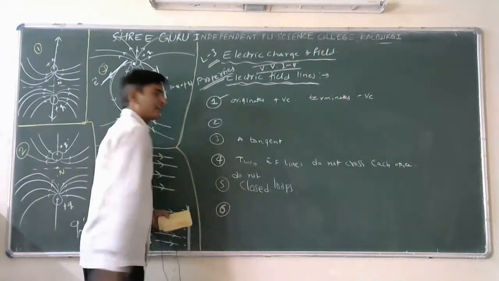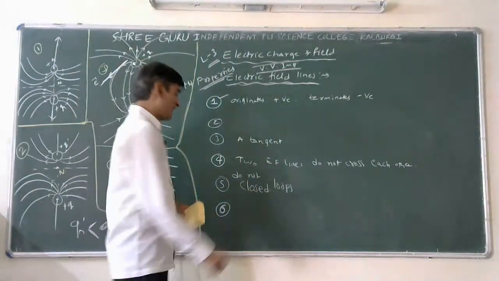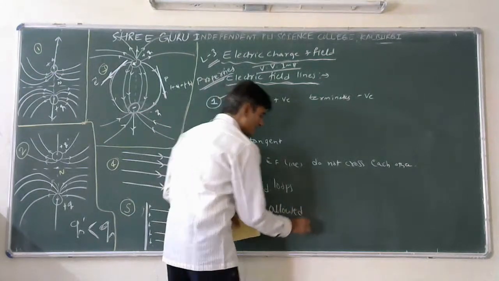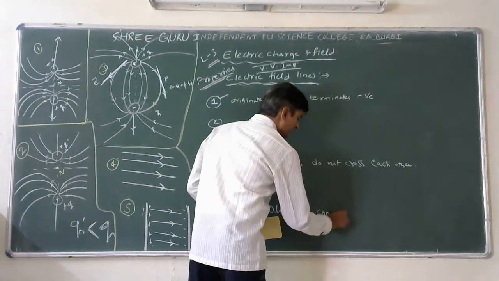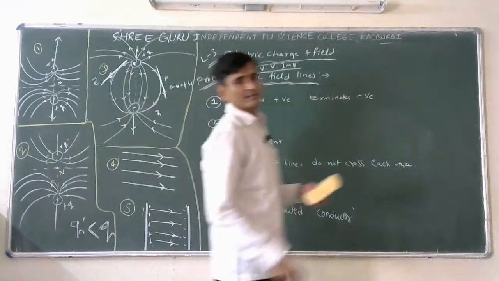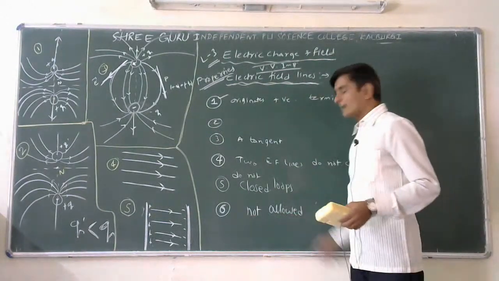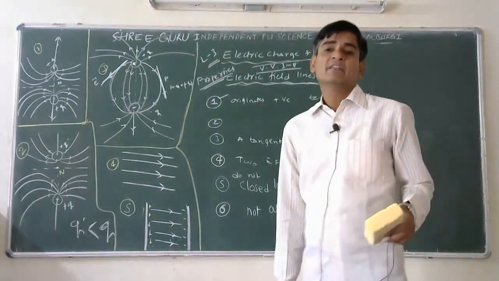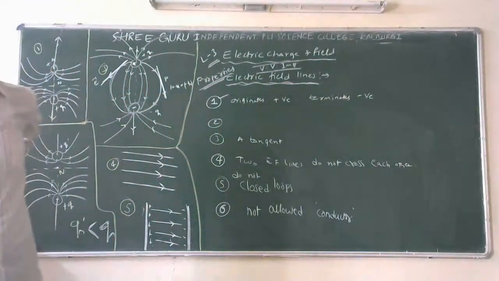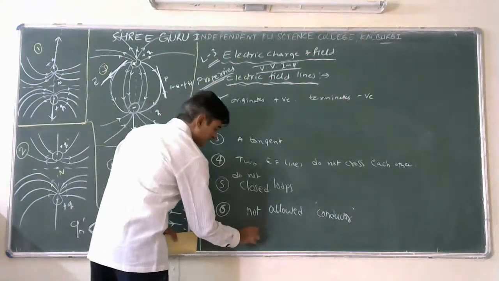Next point. Electric field lines are not allowed to pass through a conductor. That is, they will not enter into a conductor, because inside the conductor there is no electric field intensity. Electric field lines are not allowed to pass through a conductor because inside the conductor there will not be any electric field intensity.